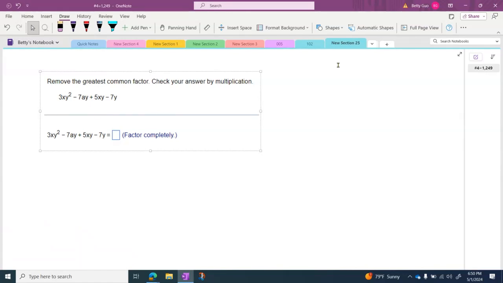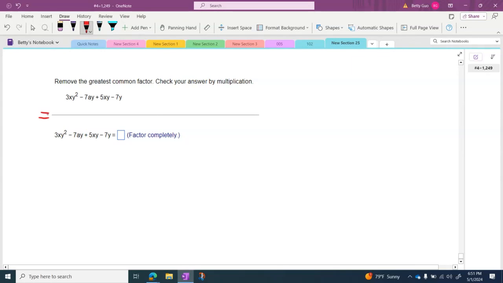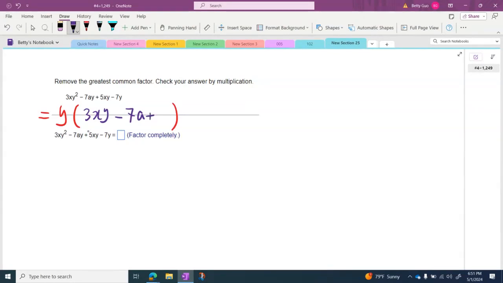And then look at x. X does not appear in all the 4 terms, so x is not going to be part of the GCF. And then we look at the y. Y appears in all the 4 terms, so y is going to be in the GCF. In fact, y is the GCF. And in the parentheses, we're going to have 3xy, because you factor one y out, you have another y left, and minus 7a plus 5x and minus 7.